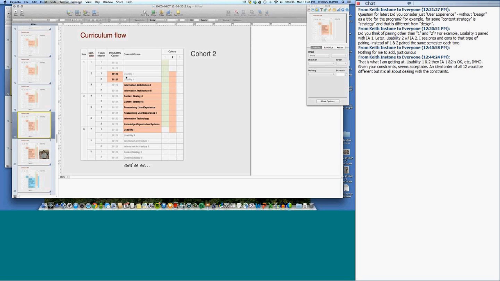Centric constraints seems acceptable, and all 12 would be different, but dealing with the constraints, exactly. It is. We do have some constraints in terms of making sure that we have a steady flow of students coming through, while at the same time trying to offer the best pedagogical frame. And so we're walking that line between being fiscally real and being pedagogically vibrant. That's probably it.